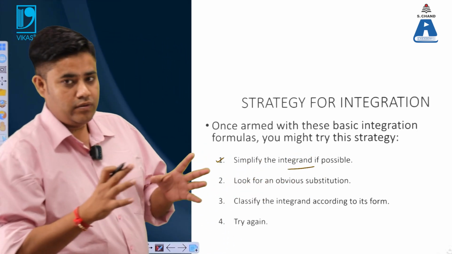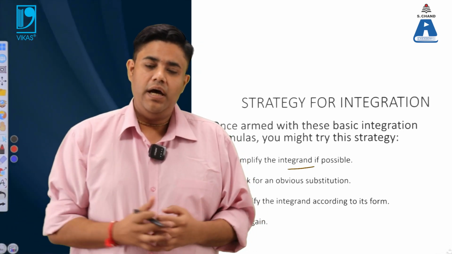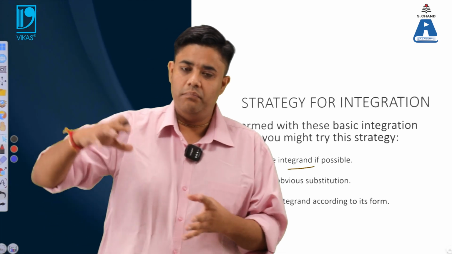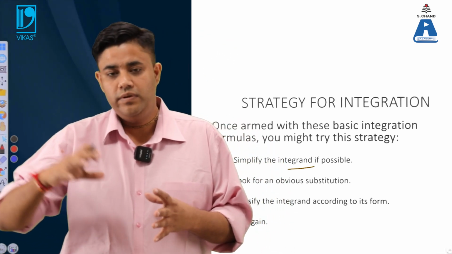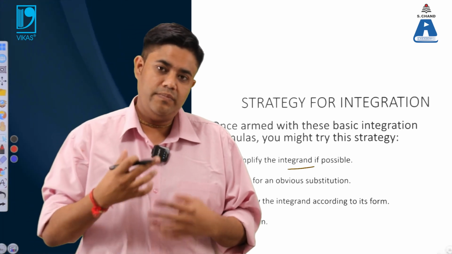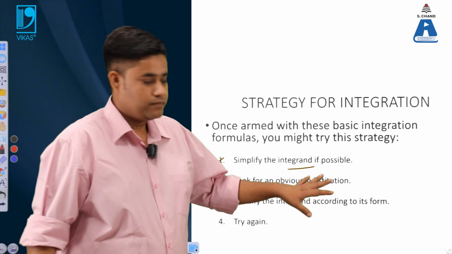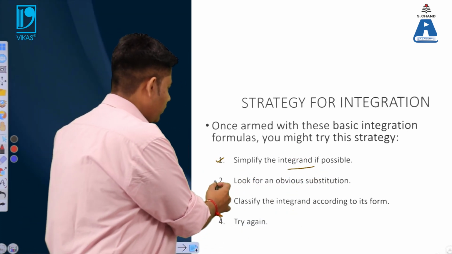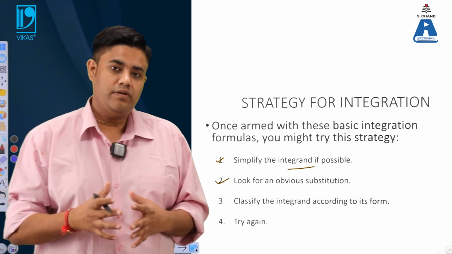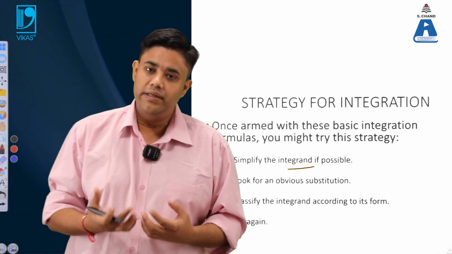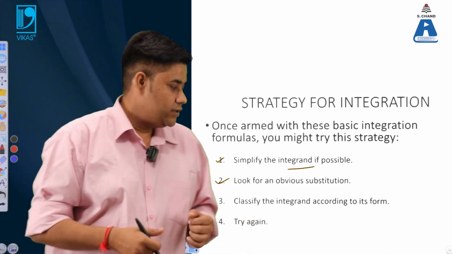If we have a particular set of elements, and those elements are maybe complex or segregated in terms of numerous elements, the first step is to simplify that particular integrand if possible. Then the second thing is, we look for obvious substitutions. We look for certain substitutions of the elements together in the integrand, so that that particular aspect would be simplified.